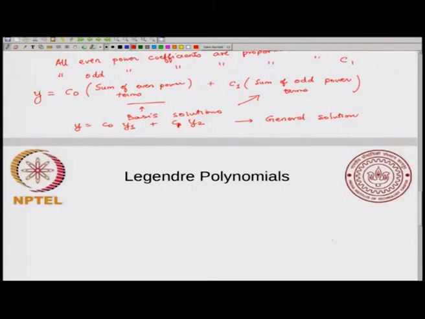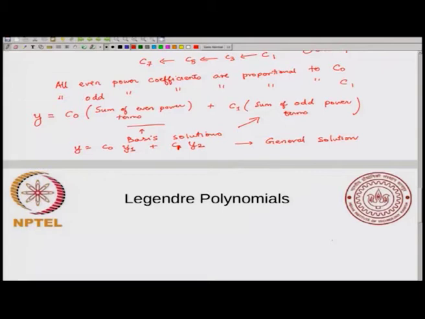Okay. In order to motivate them, what I will see is that in this sum of even power terms and sum of odd power terms, the number of terms in each sum is in general equal to infinity. So in general, there are infinitely many terms in each of these, because the series keeps on going.